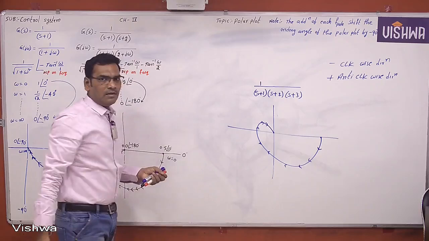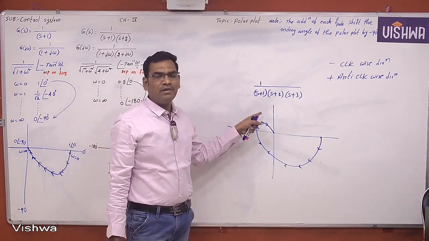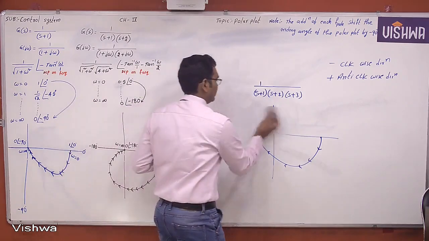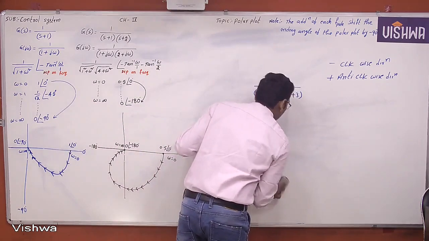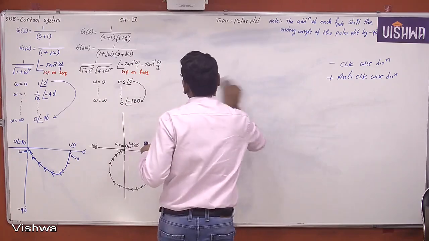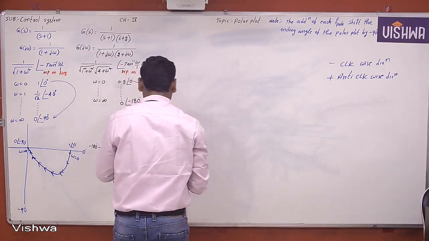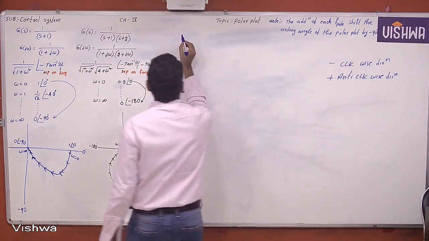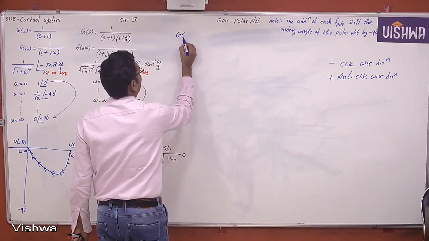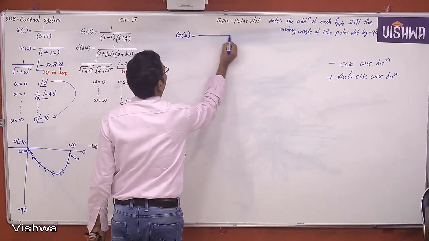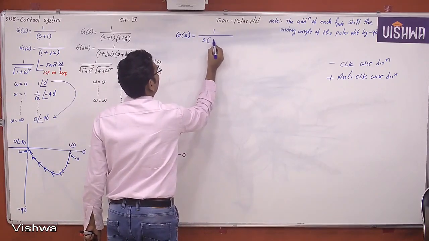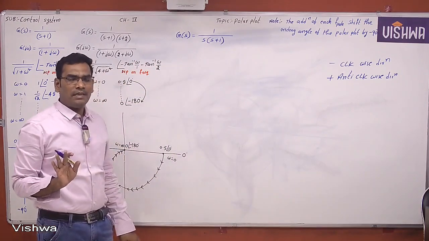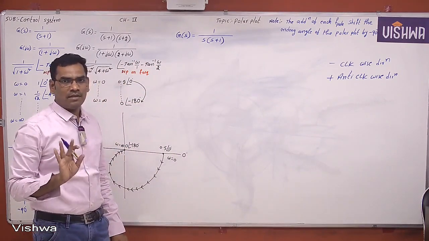So do you understand or not? Then if you add one more finite pole, then again the ending angle is shifted by minus 90 degrees. So then we'll take one more problem here. Now G of S is equal to 1 by S into (S plus 1). Whatever may be the problem, you should follow the same procedure for all the problems.